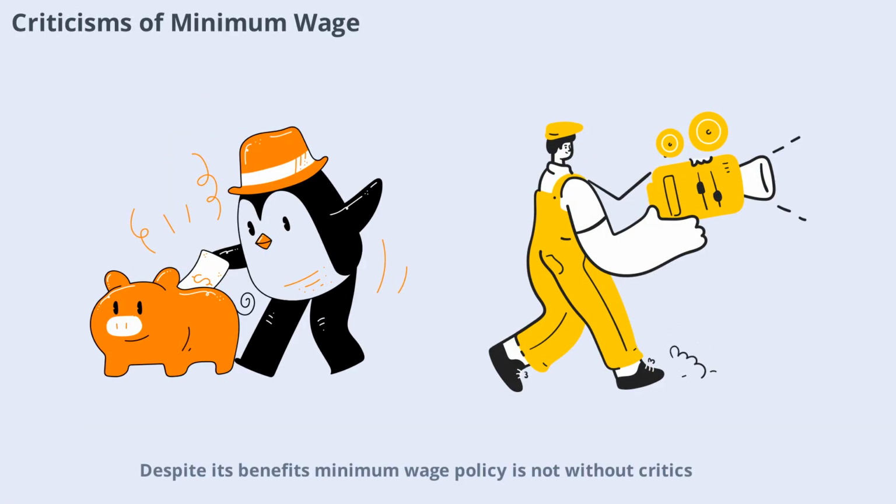Despite its benefits, minimum wage policy is not without critics. Some argue that it can lead to higher unemployment, especially among low-skilled workers and small businesses. Others believe that the benefits outweigh the risks. The Kaitz curve provides a balanced framework for evaluating these arguments and designing policies that minimize negative side effects.